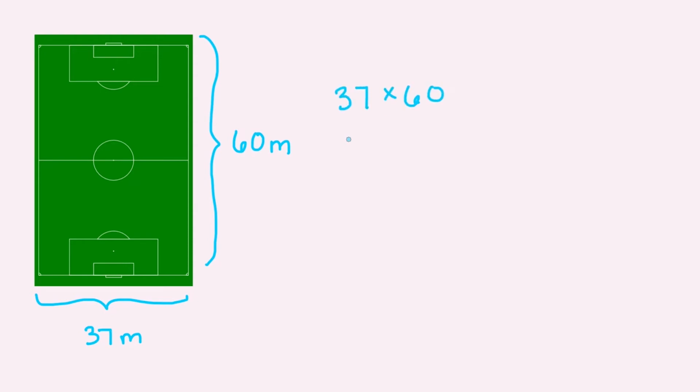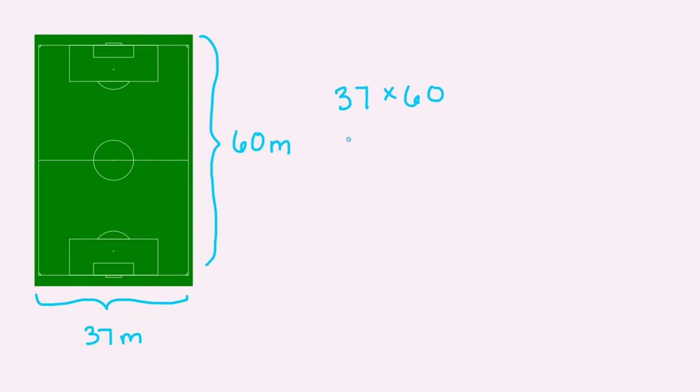A small soccer field is 37 meters wide and 60 meters long. What is the area, or total space, on the soccer field? We know that area is length times width, so the area is 37 times 60. How can we solve this problem?